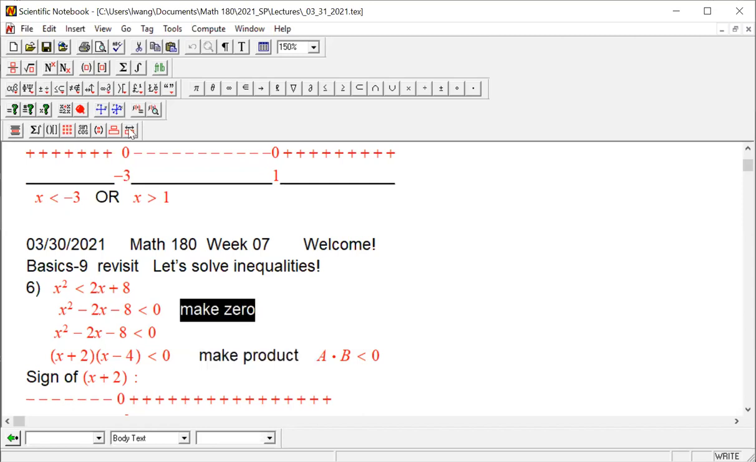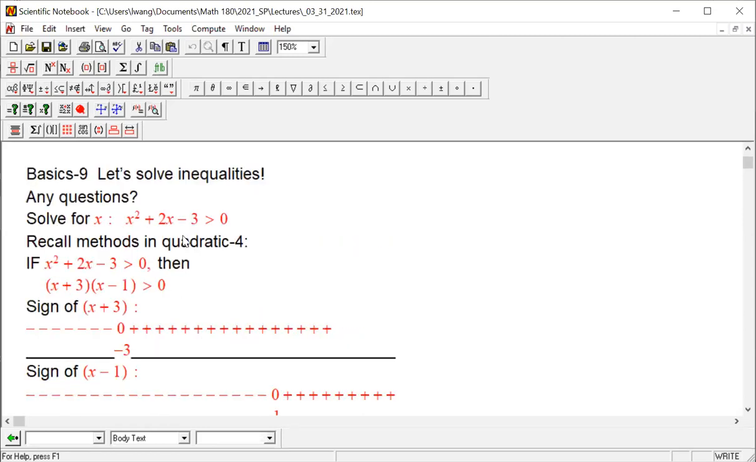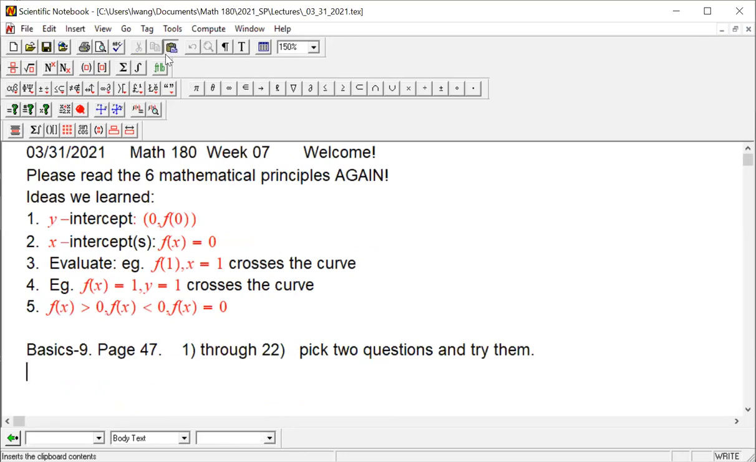So making 0 obviously is easy. We can always make 0. But making product, sometimes it's easy, sometimes it's not. Making product is not always easy. If it is easy, of course we go for it. Sometimes it's not easy. So what do we do?